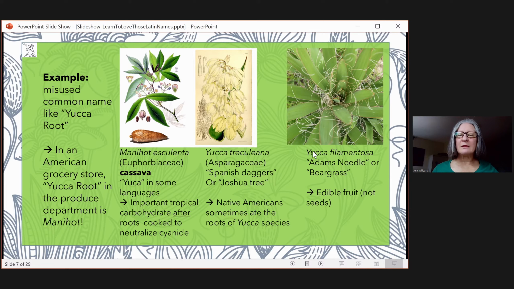So here's the interesting thing. Yucca filamentosa actually has edible fruit as long as you get rid of the seeds. In the American Southwest, Native Americans sometimes ate the roots of yucca species, and they don't have cyanide. They're just like a lily bulb, basically. So to call this one yucca root, if you were to Google this, you could probably find one or more of the silly websites I've seen that try to tell you how to cook this thing. And they show a picture that looks like this, the way the Native Americans cooked yucca.